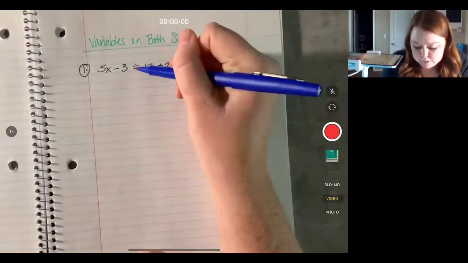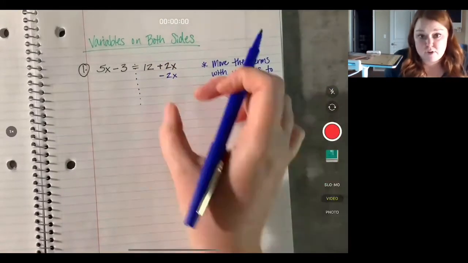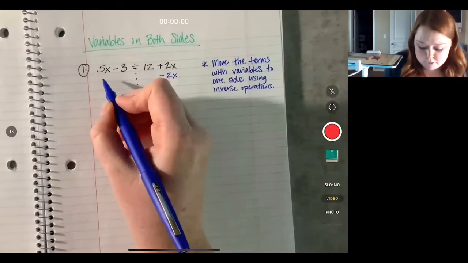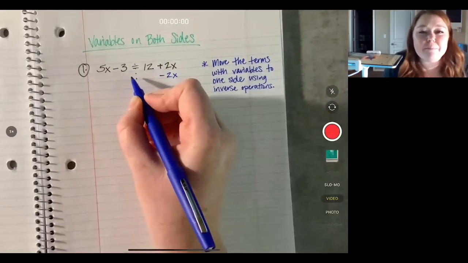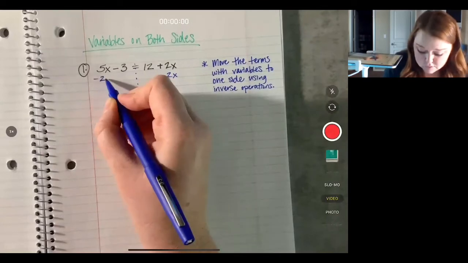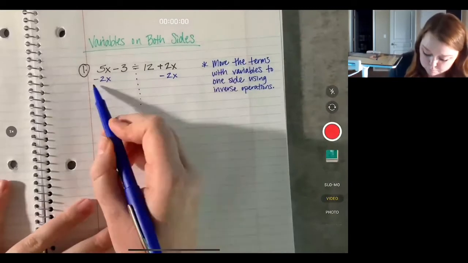Okay, well, let's separate our sides, keep this organized. Whatever I do on one side, I have to do to the other. Now, am I going to write minus 2x under the 5x or under the 3? What makes more sense? I hope you said the 5x, right? Because those are like terms, so we stack them up, okay?